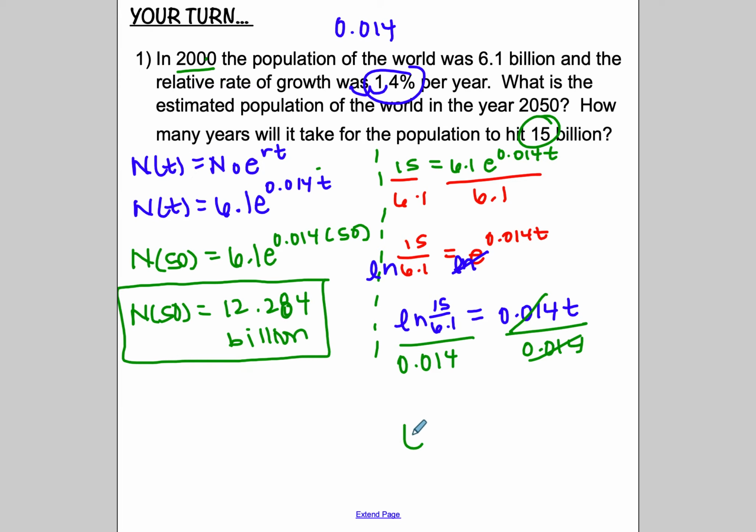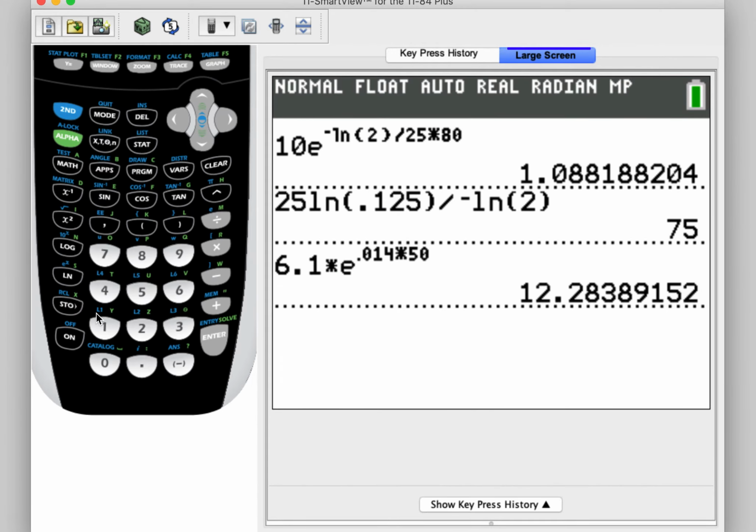All right, so t is equal to, now let's type it in, ln of 15 divided by 6.1. Then it's important, you guys, that's all inside the ln. You got to end that parenthesis. Then you're going to divide again by 0.014.